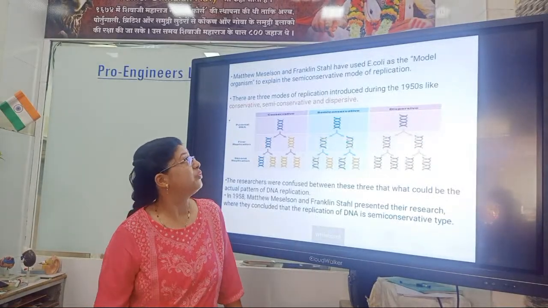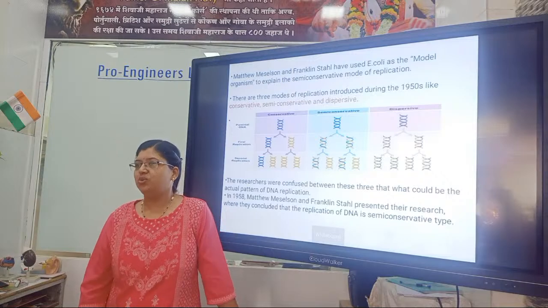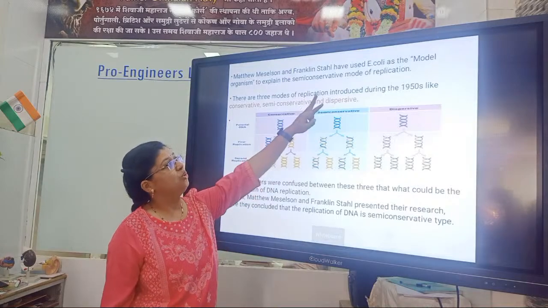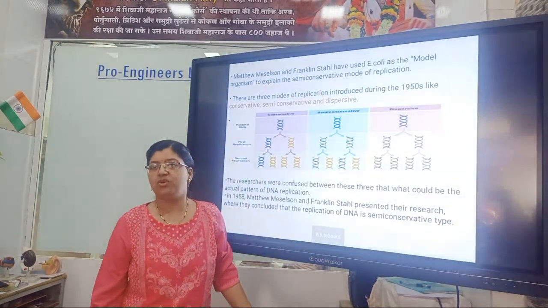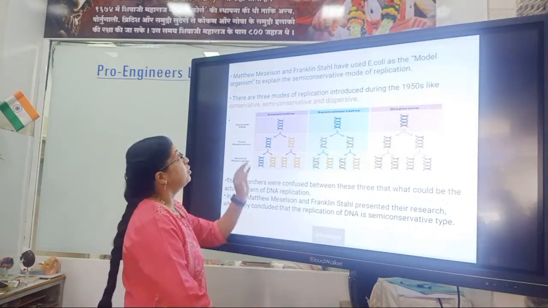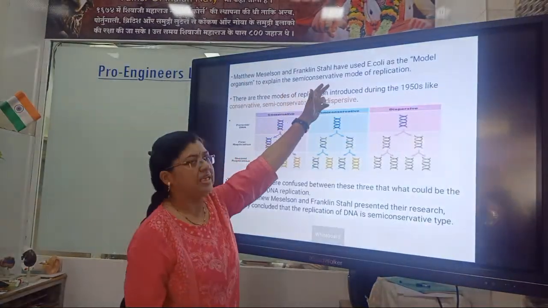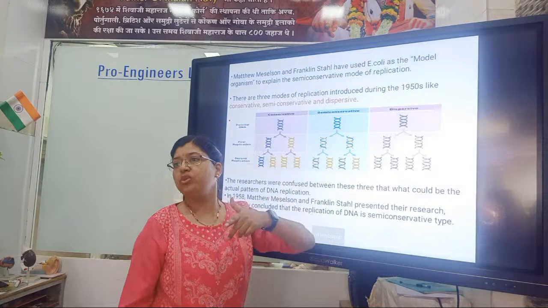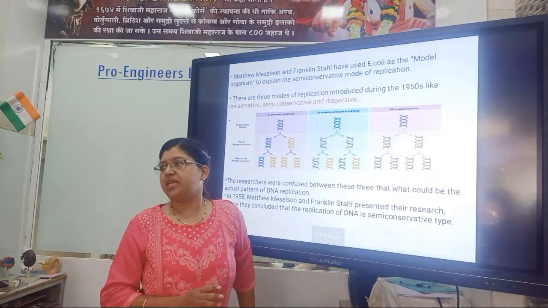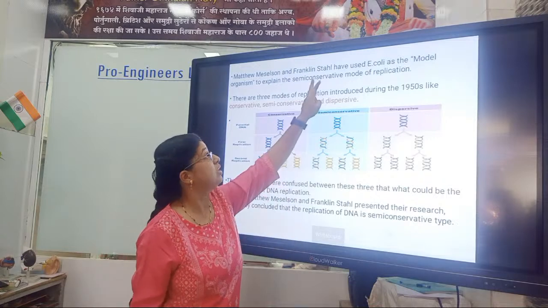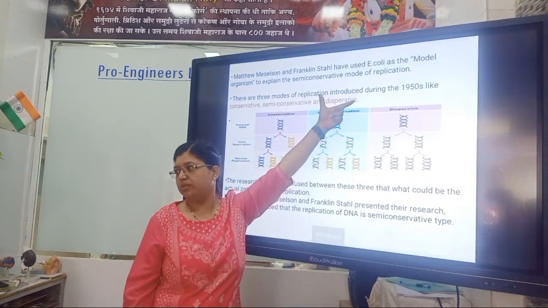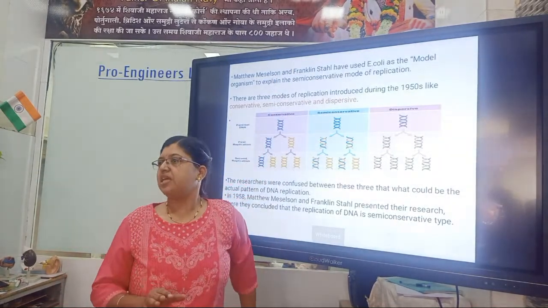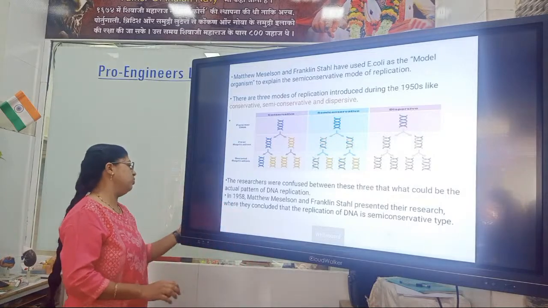Let's start with the semi-conservative model. The scientists Meselson and Stahl used E. coli as the model organism. What is a model organism? E. coli is a bacteria, right? So they used E. coli to prove that DNA replication is done by the semi-conservative mode. I already told you that DNA replication is done by the semi-conservative model.